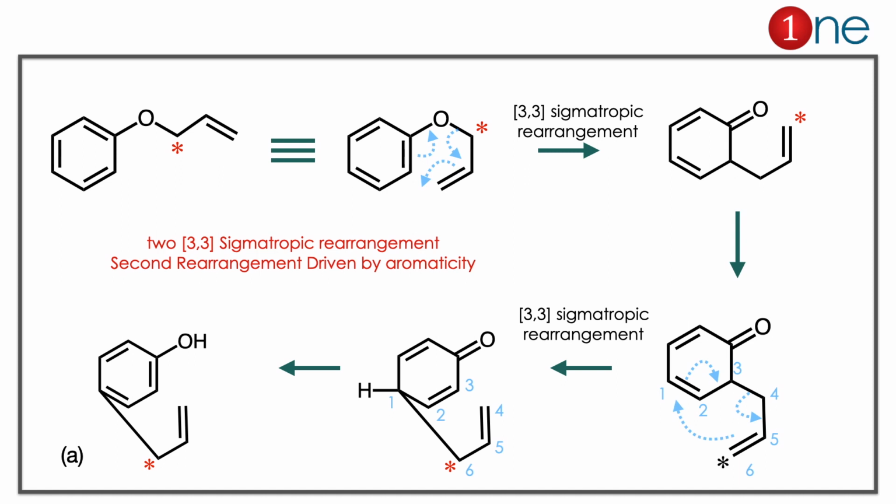Here you have to learn 2 important things. Whenever you have a linear side chain attached to O, you might think of a 3,3 sigmatropic rearrangement. Here the rearrangement continuously proceeds to establish aromaticity. So the system always moves towards the stable form.